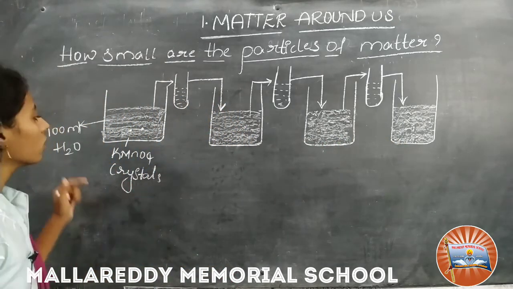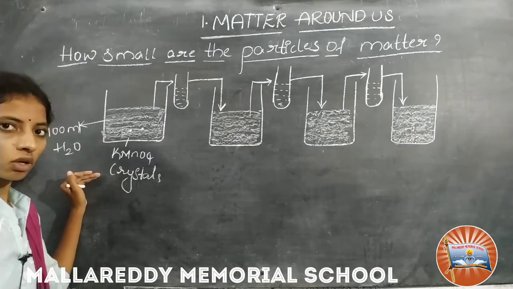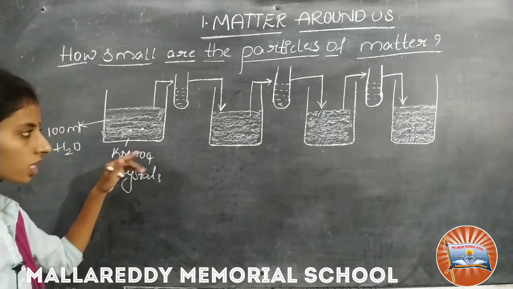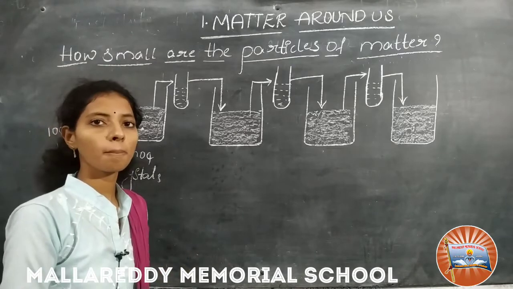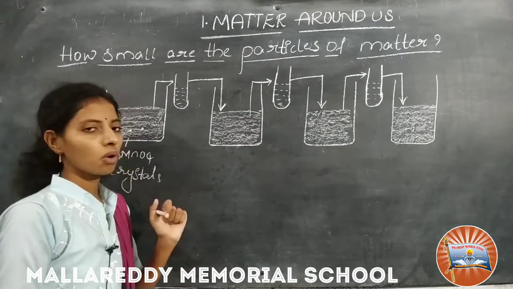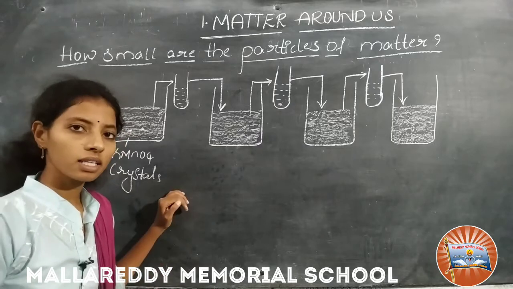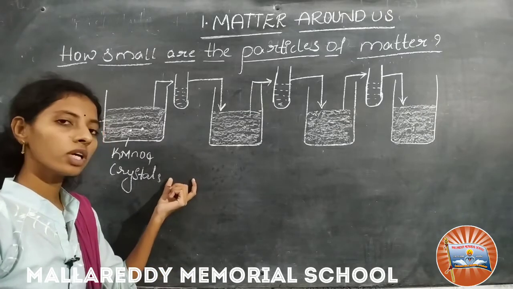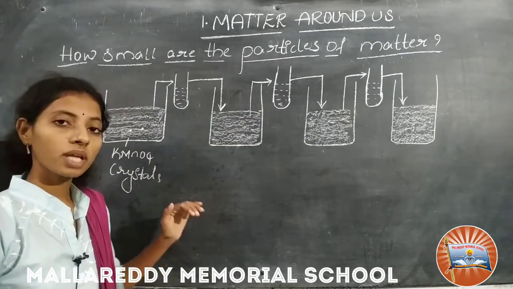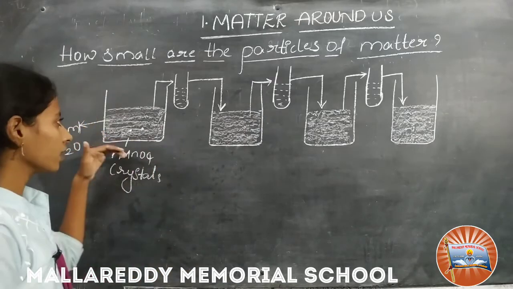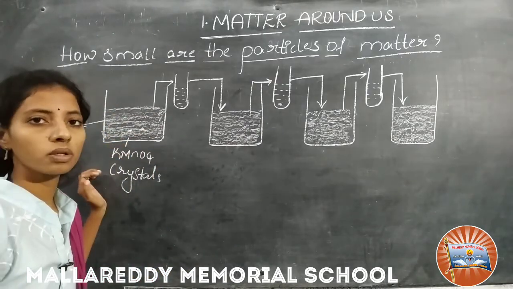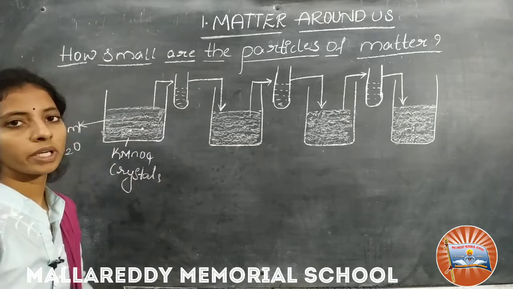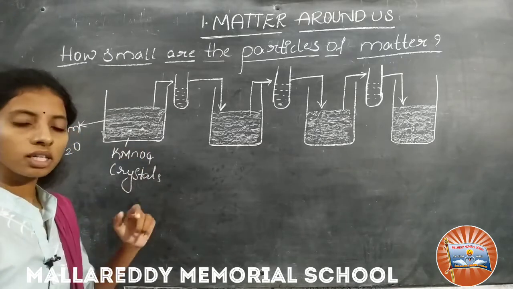In the first one we just took 2 crystals of potassium permanganate. So how did the 2 crystals change this color? In solids the particles are tightly arranged. The tiny particles are present in those solids. That's why the tiny particles are evenly distributed throughout the solution. So that's why the 100 ml of water changes into pink color with the 2 small crystals.